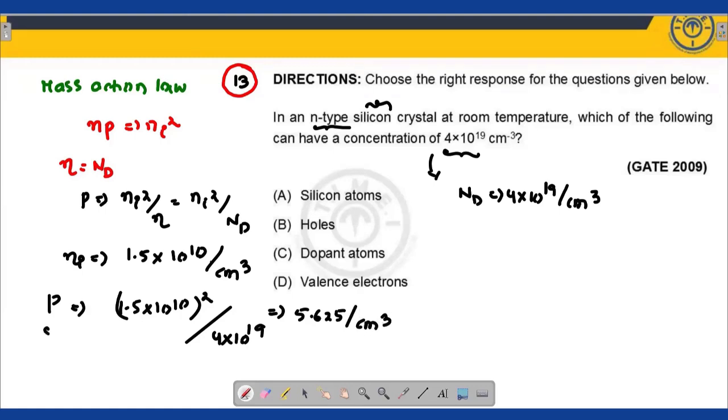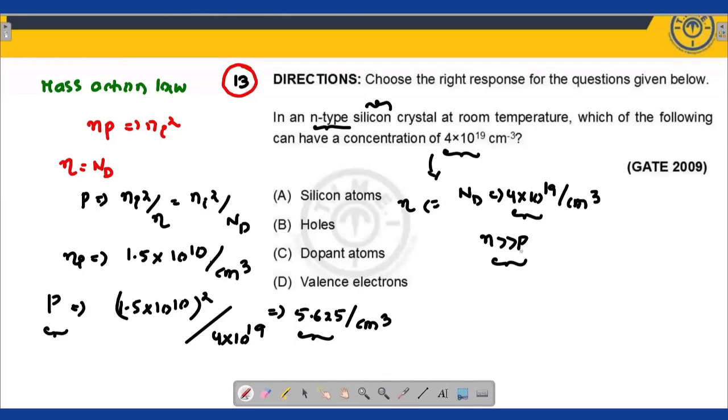Per centimeter cube, this is the P value, 5.625 per centimeter cube. Okay. Already this value is equal to N, my dear friends. The N value here is 4 into 10 power, also per centimeter cube. So here the N value is greater than P as per the condition.